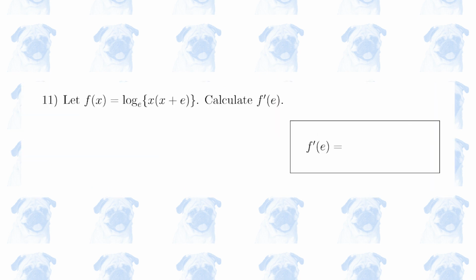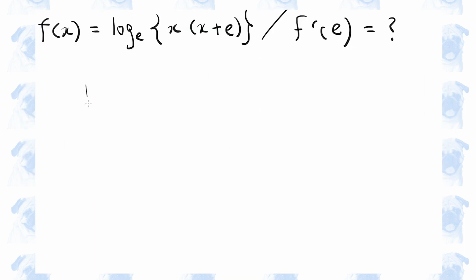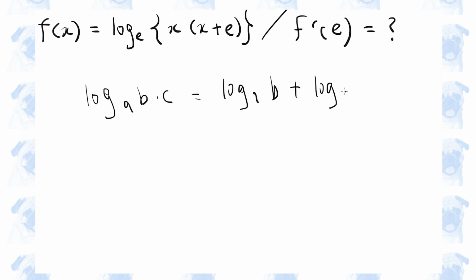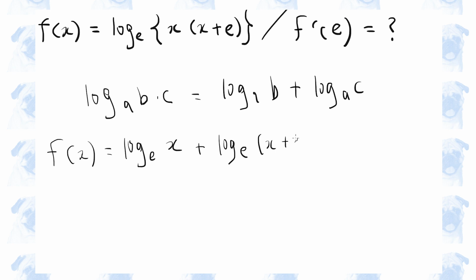Section 1, number 11. Recall that log base a of b times c is log base a of b plus log base a of c. Therefore, f of x is log base e of x plus log base e of x plus e.